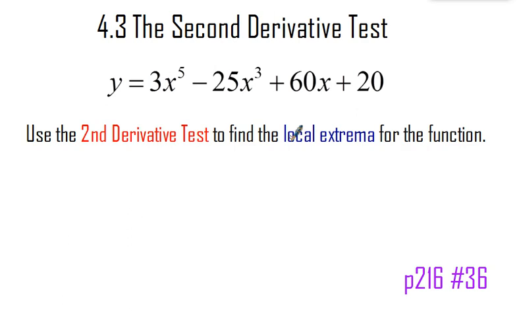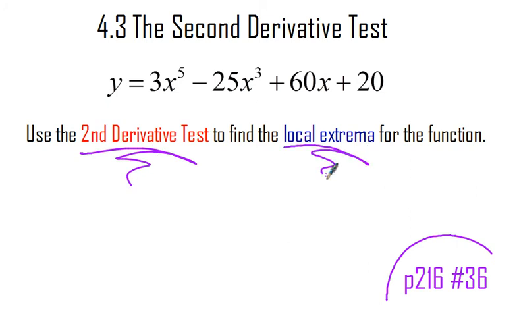Hi there. In this video, we'll look at the second derivative test from lesson 4.3. And I've selected a homework problem from page 216. This is problem 36. And directions indicate we're to use the second derivative test to find the local extrema for the function, and we're given this equation to analyze.